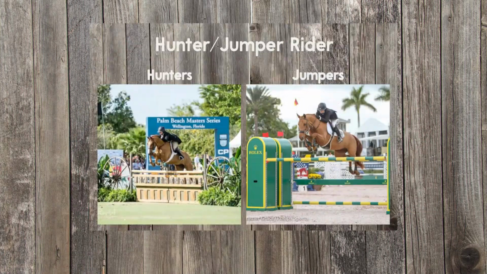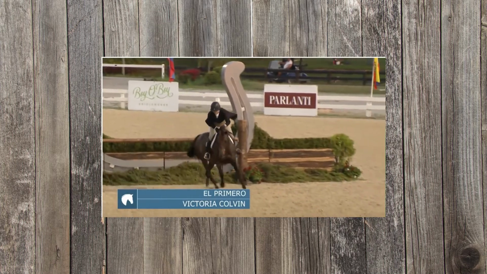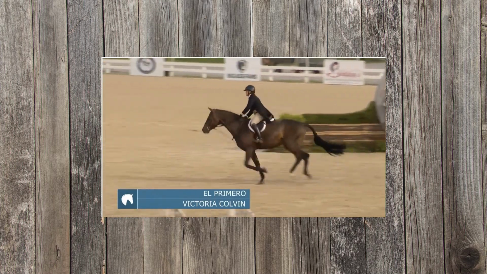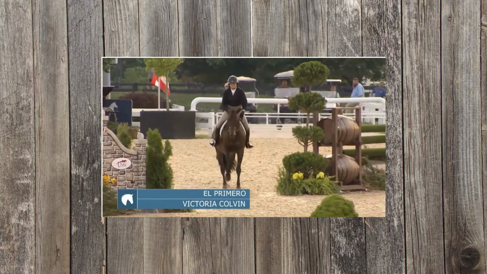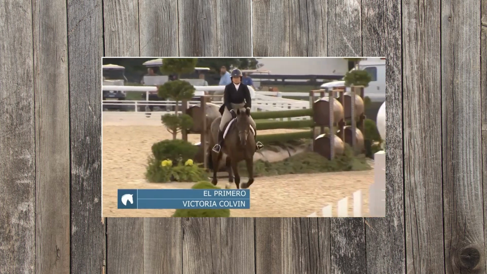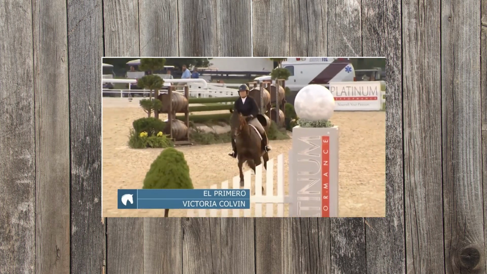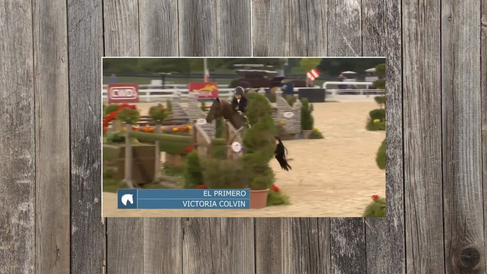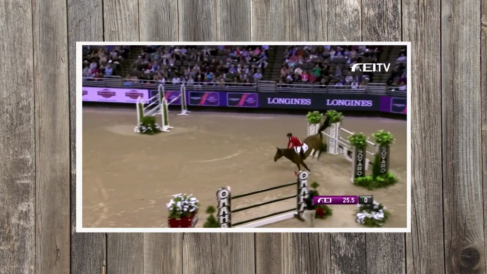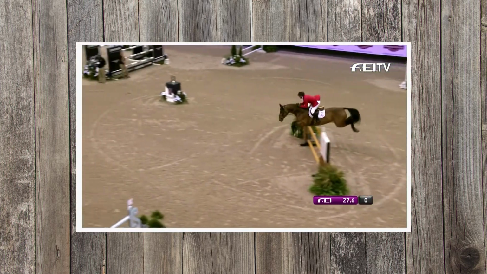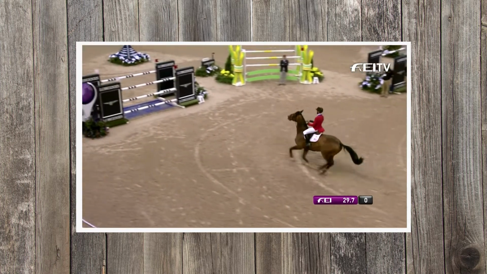For the sake of today's example, let's use a hunter-jumper rider. That's an equestrian who competes in both the hunter and jumper disciplines. For some background, the hunter discipline evolved from traditional English fox hunting, so the jumps look very natural, and the rider is judged on how effortless and balanced they are as they navigate a course of jumps. Alternatively, the jumper discipline is based on how fast you can navigate a course of jumps without knocking any of them down.